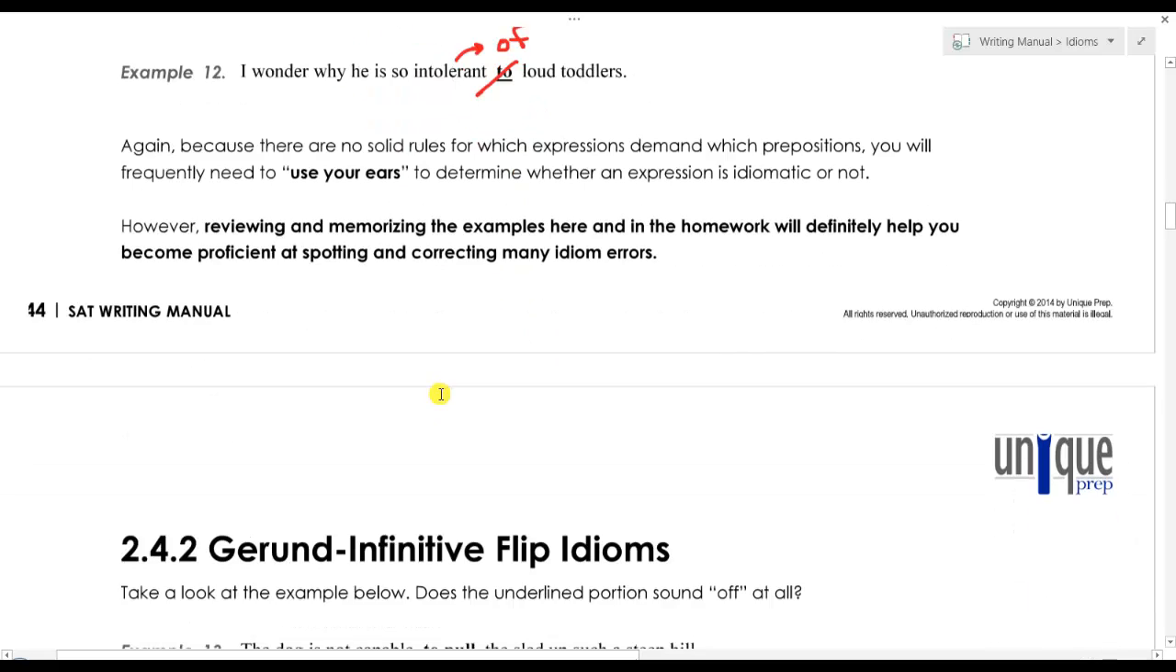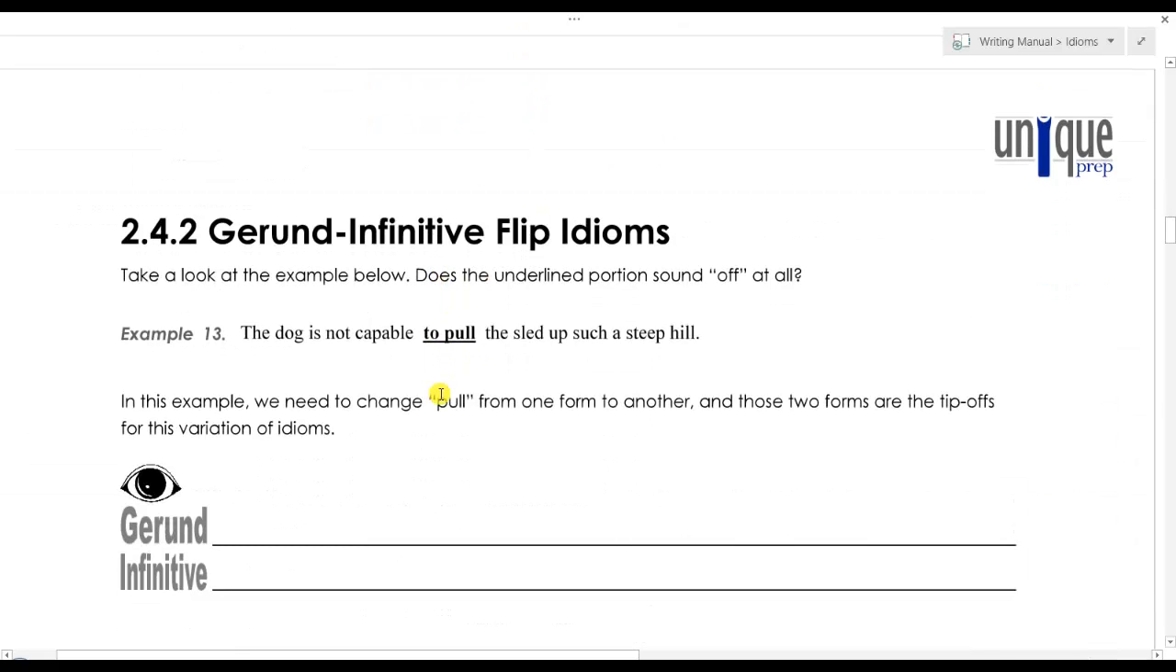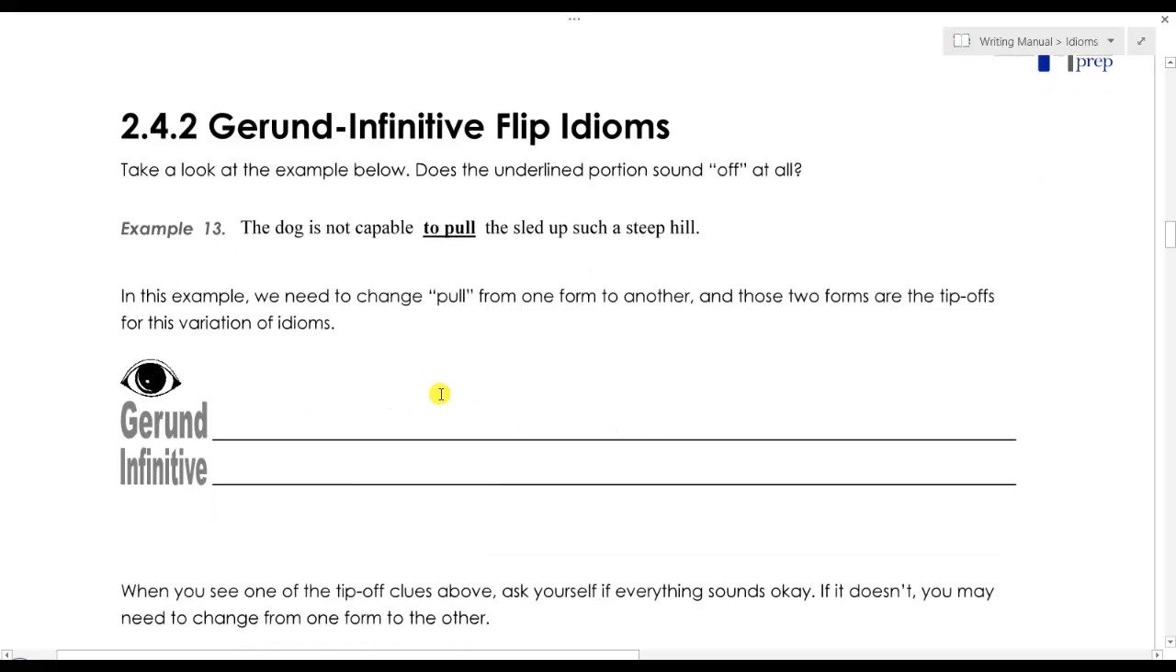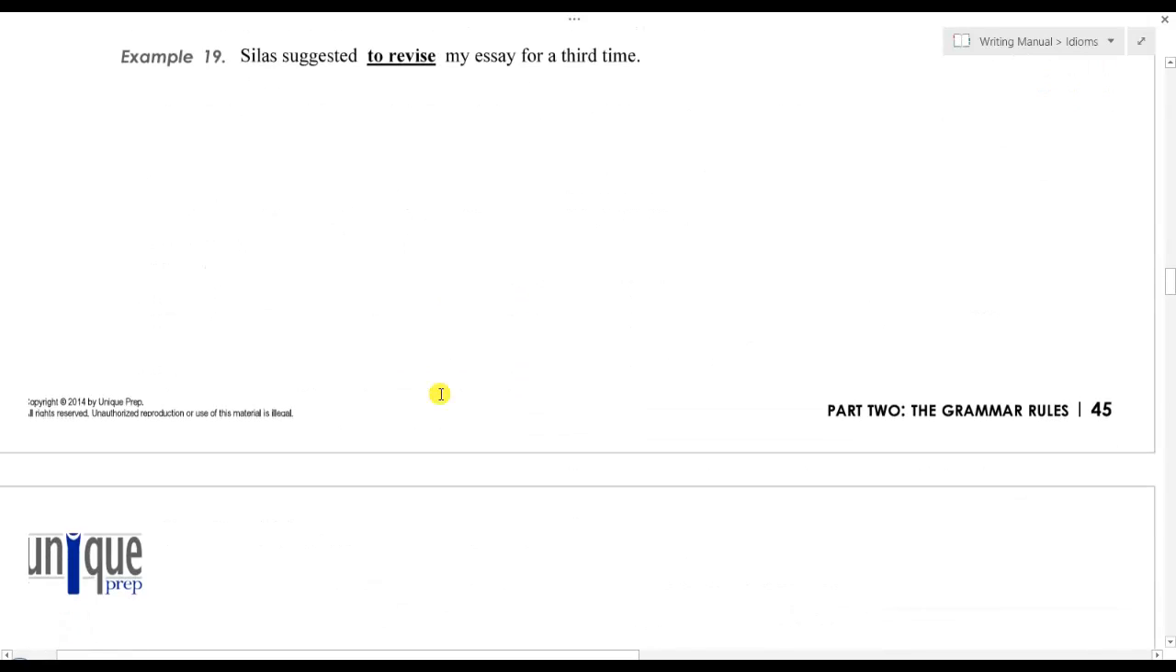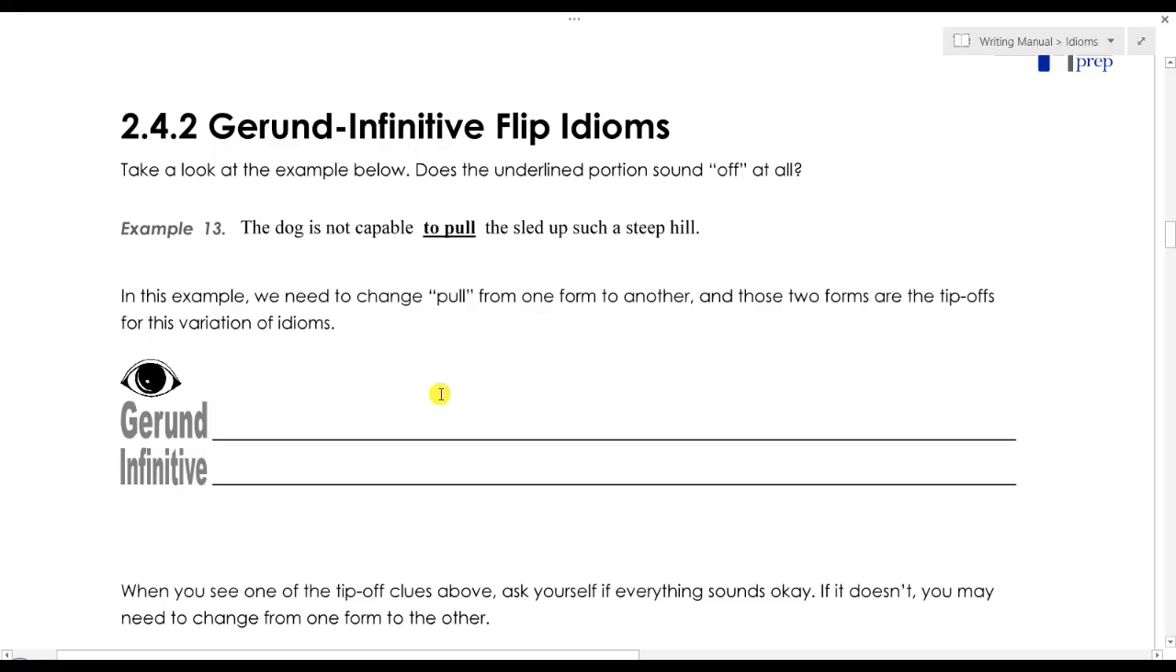We need to talk about the next kind of idiom error on the test. This is page 45 in the manual. The gerund infinitive flip idioms. So let's take a look at example 13. Go ahead and read through that and see if anything needs to be corrected.